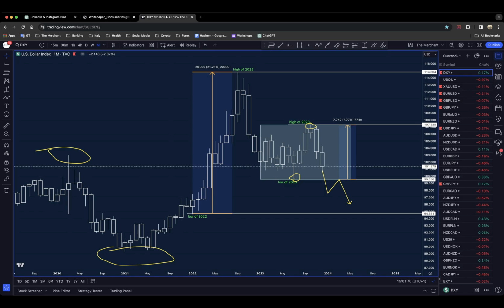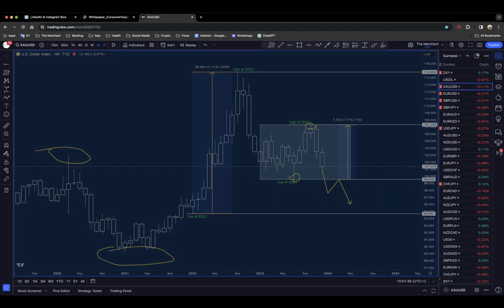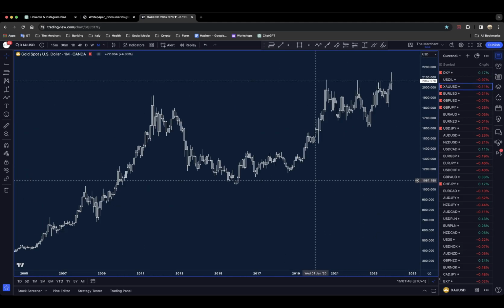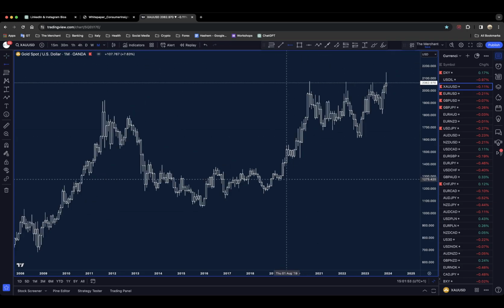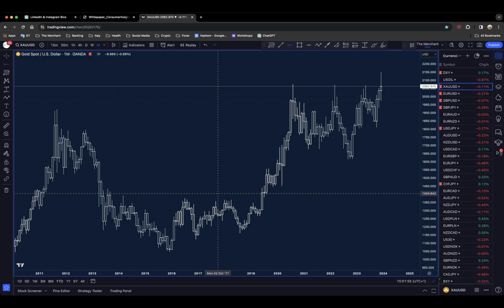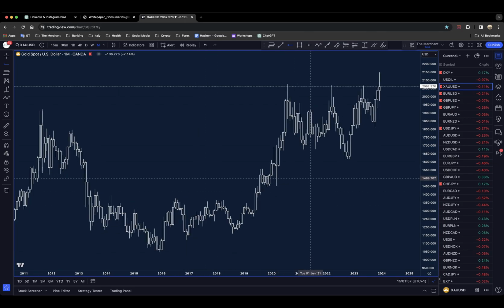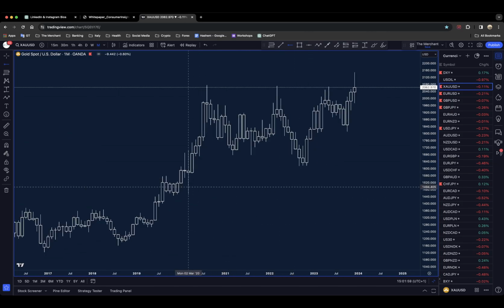Now, let's move to gold, right? Let's move to gold quickly. Okay, let's look at the gold and let's also do the same exercise to highlight the top and bottom of 2022 and 2023. Okay, let's look at 2022.